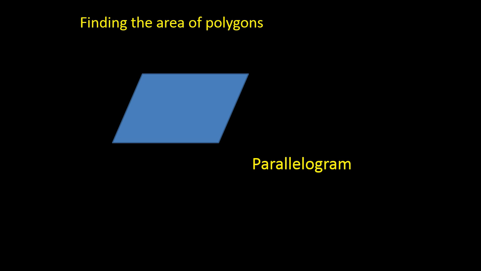Now how about if we have a parallelogram? Once again, we can identify a base and a height for a parallelogram. And once again, if we try to take this parallelogram and divide it up into square units, we have some whole squares we can count, and we have some partial squares. So how can we decide how many whole squares we have inside this parallelogram?